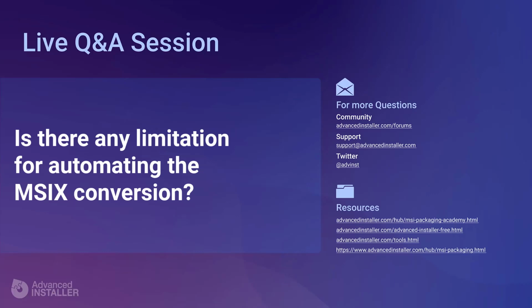So we knew from the beginning that if those applications are in SCCM, we can export them from there, and we get all the switches for their silent deployment. So we can basically pass those switches in the repackaging session and just handle the rest with Advanced Installer and the MSIX troubleshooter.